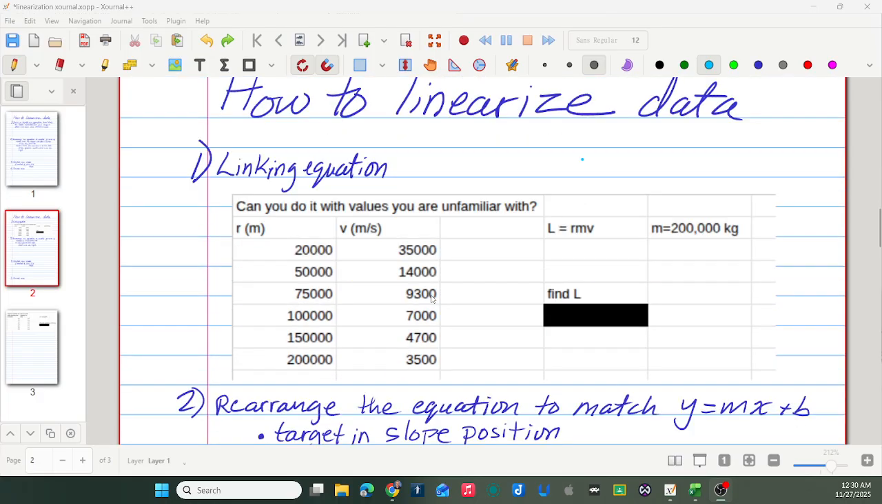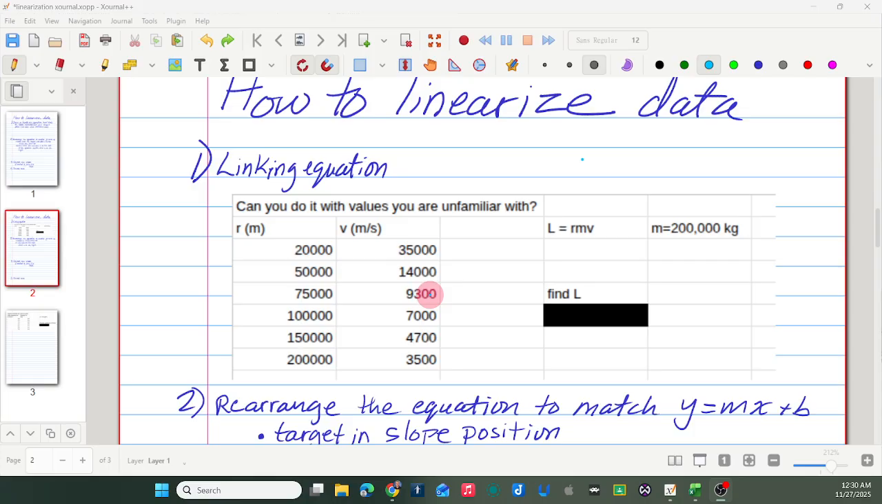First one is, what if you have something and you don't even know what it's about? This is an angular momentum equation, and you're not supposed to know it yet, probably at this point in the year. But you know that L is equal to RMV. Boom, we just did the first thing because we linked R, one of our variables, is here, and V, the other variable, is right there. And M is a constant, and that's okay because we know it. And our target is to find L in this right here.